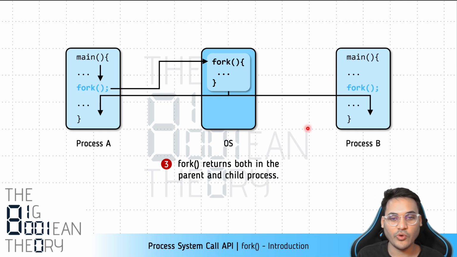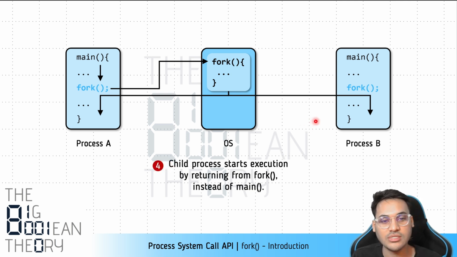So which is the next point. As you can see, the child process starts execution by returning from fork. It does not start execution from the main. So why is this the case? Why is this peculiar form of execution? So if you see carefully, why are we starting the execution of process B from the instruction after the fork system call and not from the main?